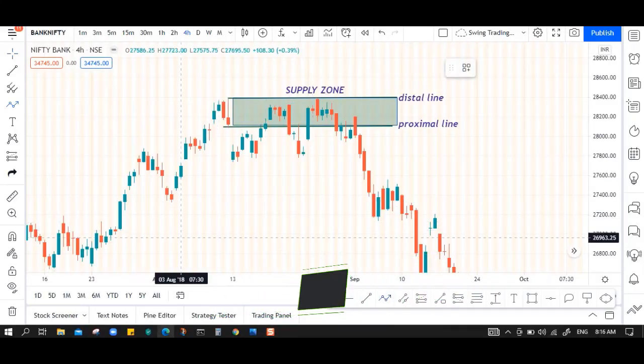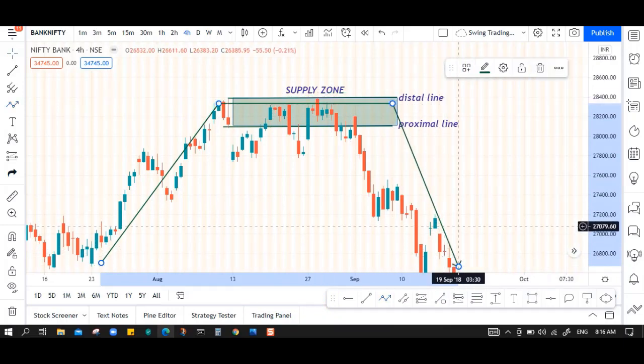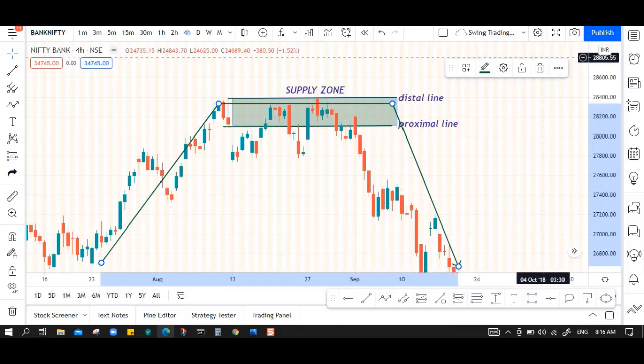So the chart pattern traders will consider these rally, base and drop patterns, because what makes the difference between a supply and demand trader and a chart pattern trader is the timing. We will not wait for the breakout or for any pullback to enter the breakout trade or any double top trade, right?